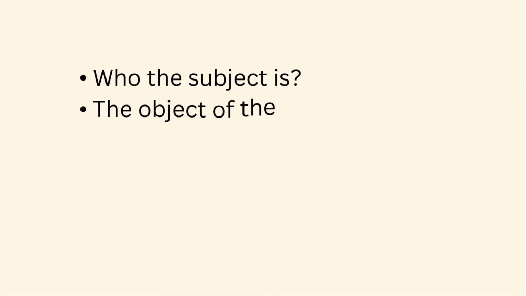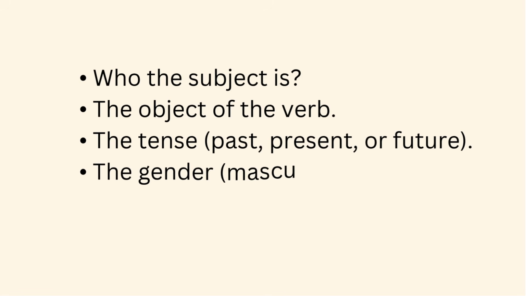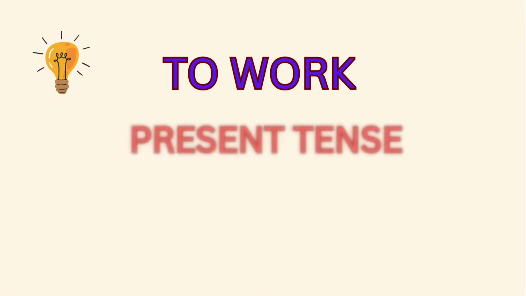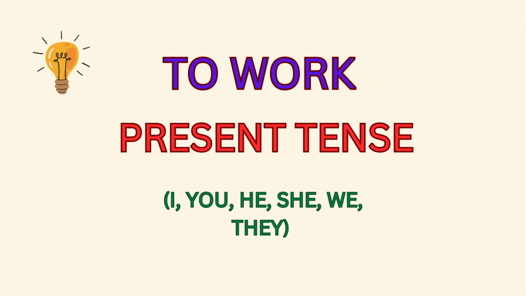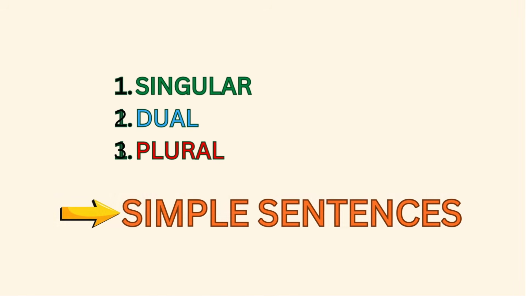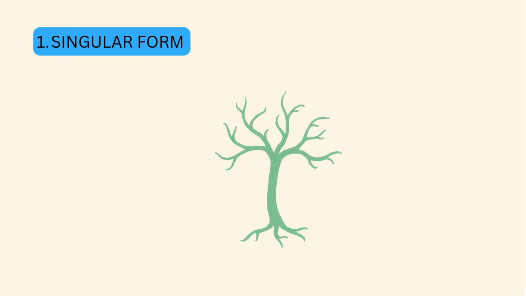They tell us who the subject is, the object of the verb, the tense, past, present, or future, the gender, masculine or feminine, and whether it is singular, dual, or plural. Now, let's learn how to conjugate the verb to work in the present tense with all subject pronouns in the three forms: singular, dual, plural. Then we'll use each form in simple sentences so you can clearly see how it works in real context. Let's look at these examples.